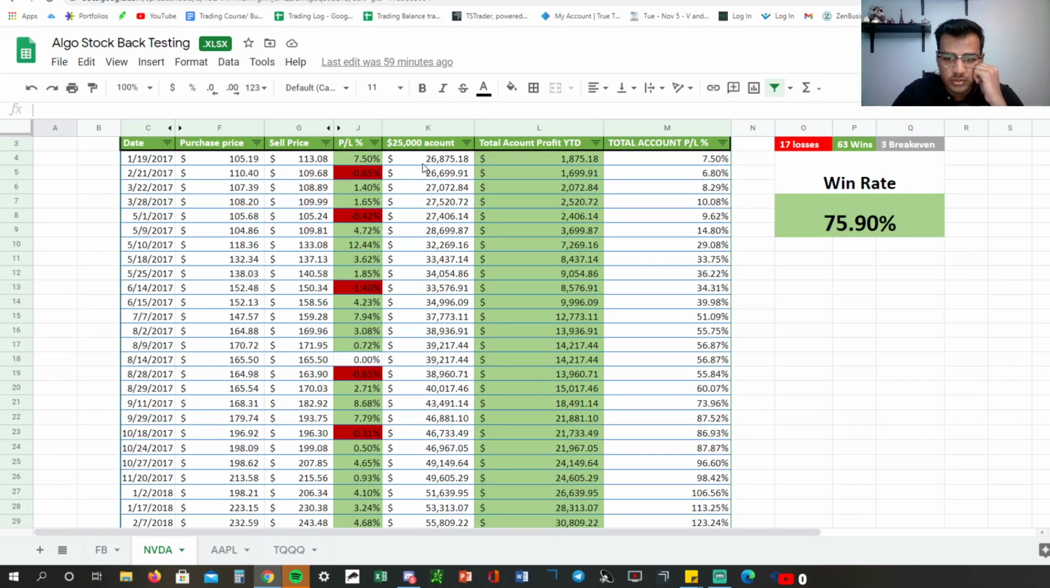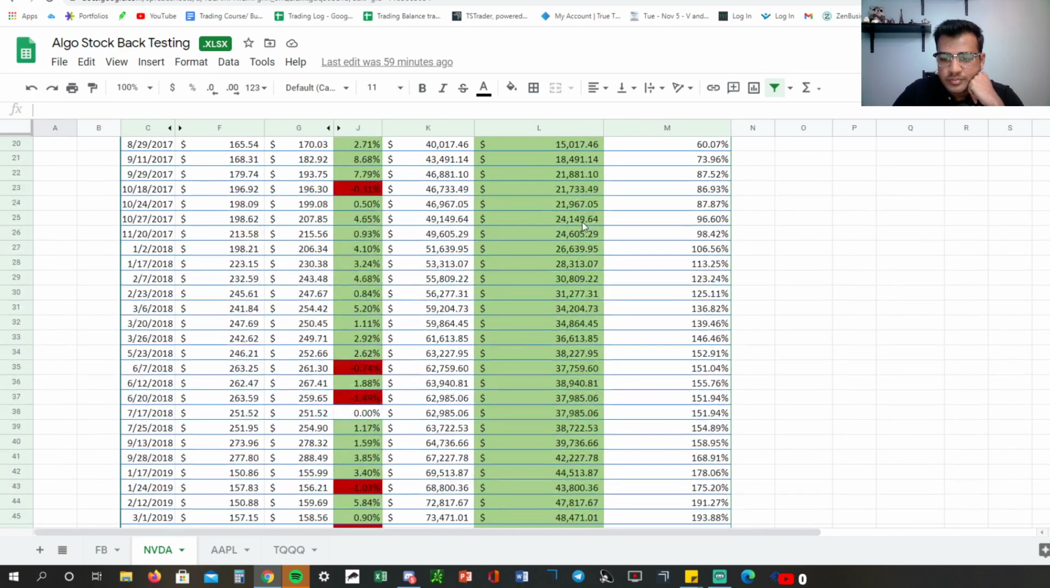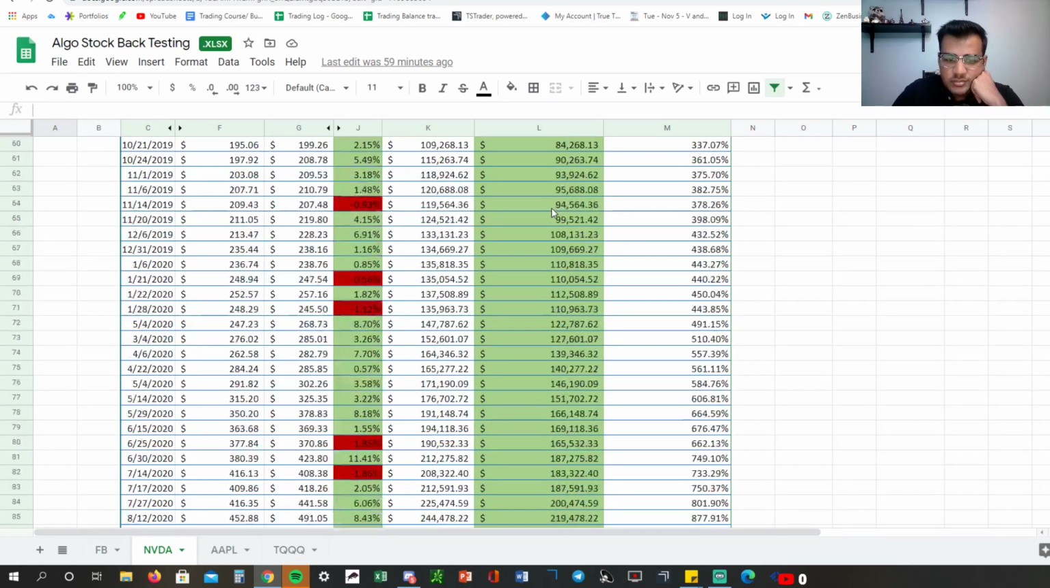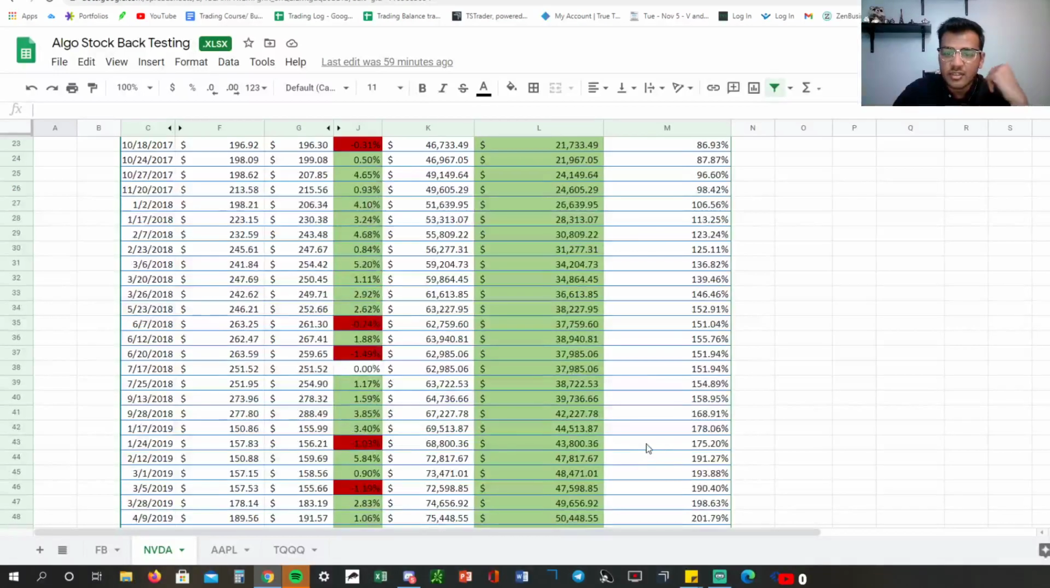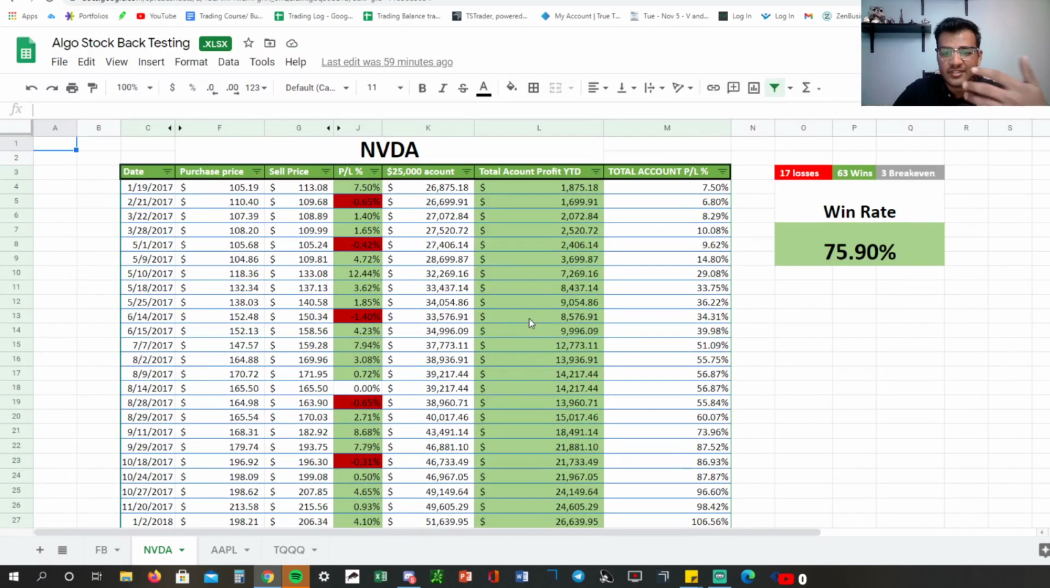So NVIDIA, if you started in 2017, January, first alert, 25,000, boom. Let's scroll down. By August of 2020, you would have made a profit of 231,000 and a 927% return. Again, this is just reinvesting that same amount, not calculating the fact that you're taking money out, but this is purely based on growth.